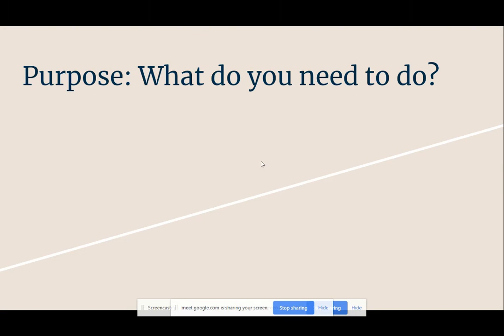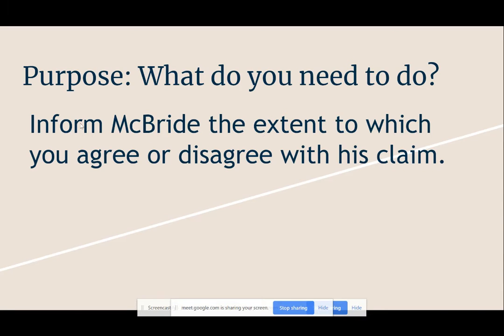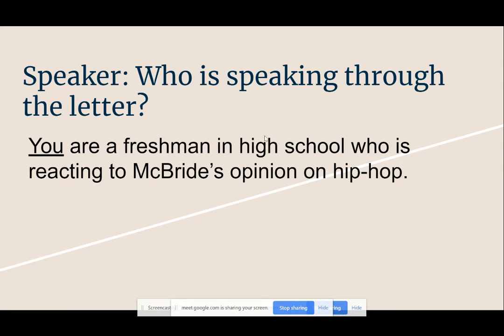Okay, so what is it that you need to do? And this comes from the task. You're going to inform McBride the extent to which you agree or disagree with this claim. It's just an expository letter that you're writing. So who is speaking through the letter? This is a conversation element that I spoke of. You are a freshman in high school, and you are reacting to his opinion of hip hop.